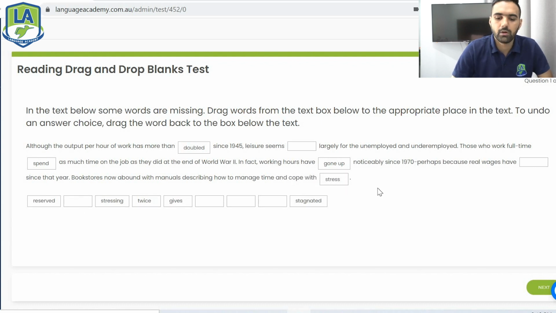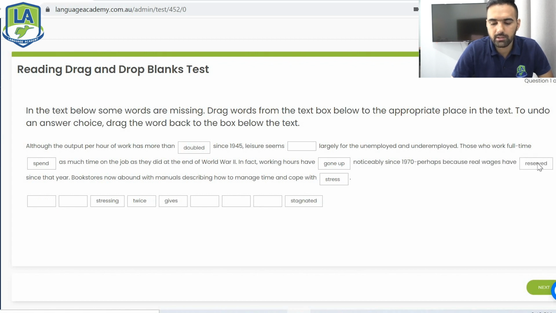Right? So we'll deal with time, we'll manage time and we'll deal with stress. Now we are left with two blanks, right? Real wages have what? What will be the thing with real wages? Either we'll use the word stagnated or you will use the word reserved. Now, if we use the word reserved, it won't really make any sense.